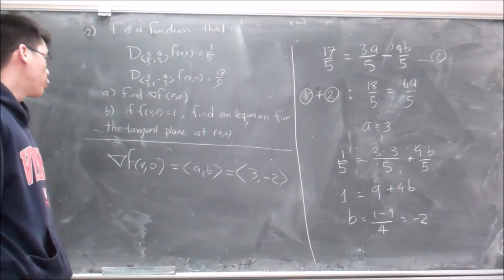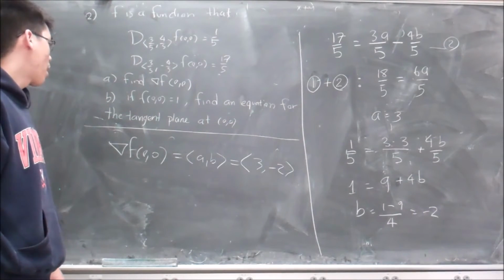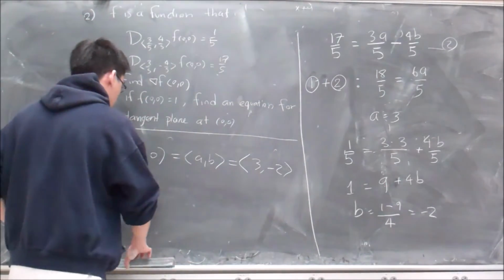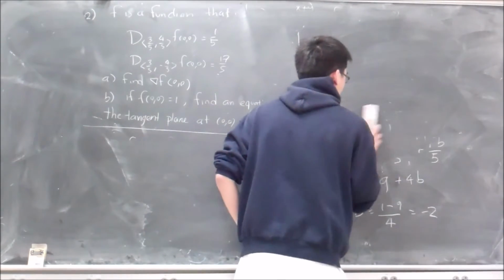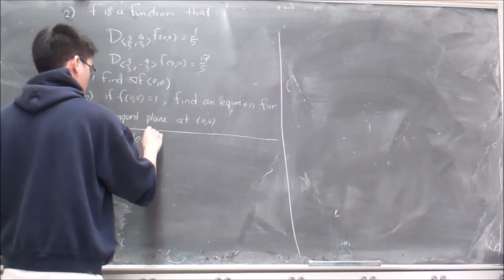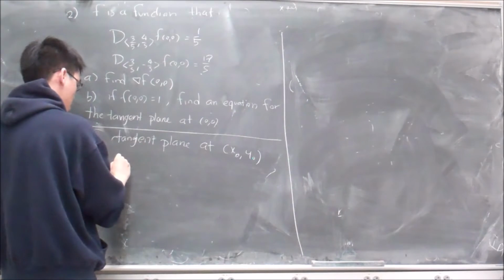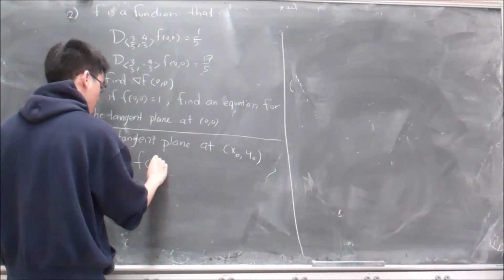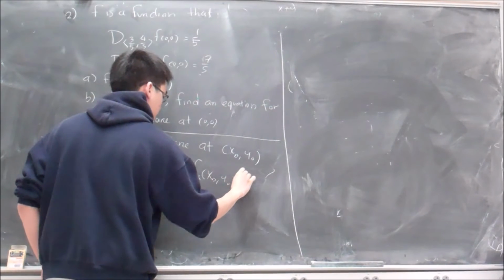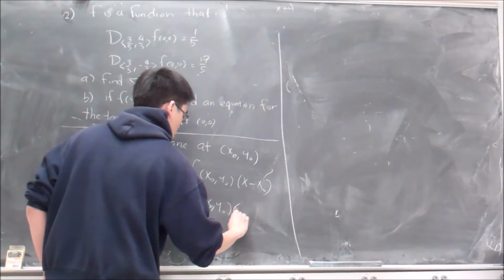Alright, so that's part A. Part B asks you to find the tangent plane at (0,0), given that the function value is 1. So let's recall the formula for the tangent plane. The tangent plane at (x0, y0) looks like z equal to f evaluated at (x0, y0) plus partial x at the same point times (x minus x0) plus partial y times (y minus y0).